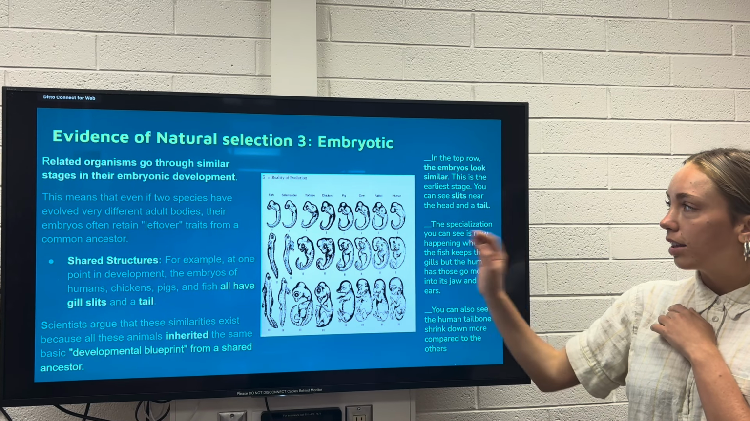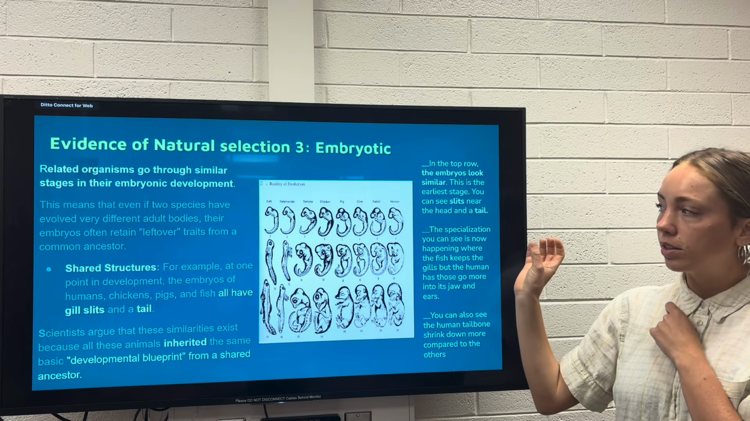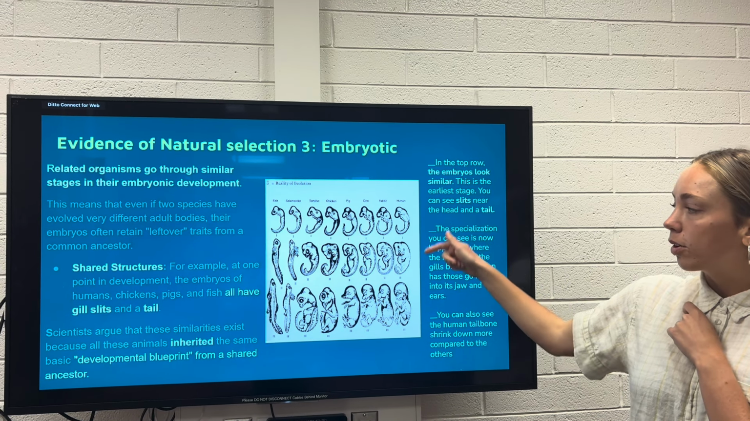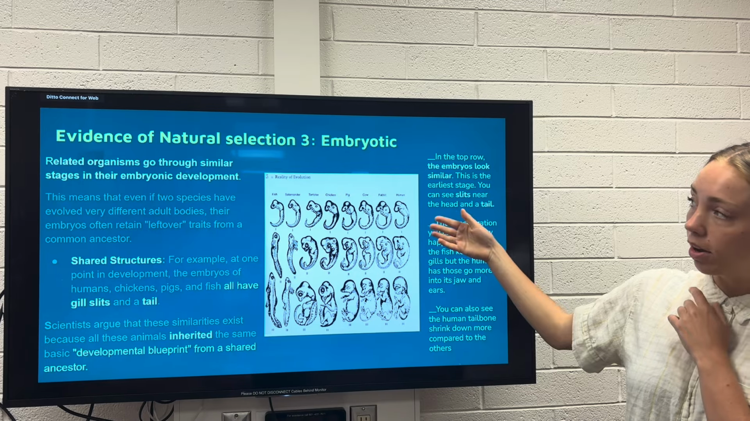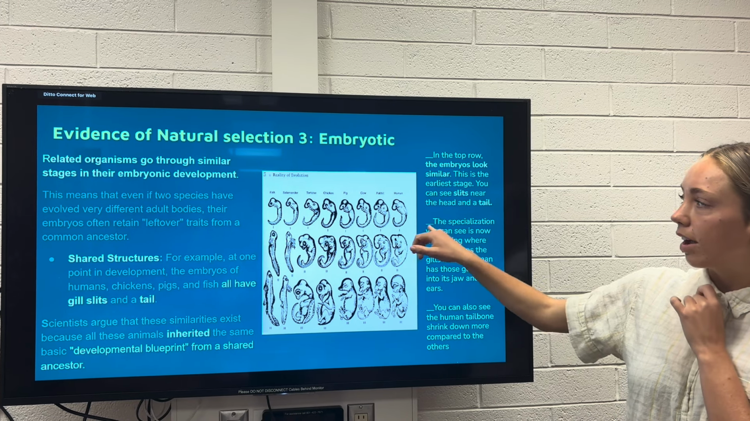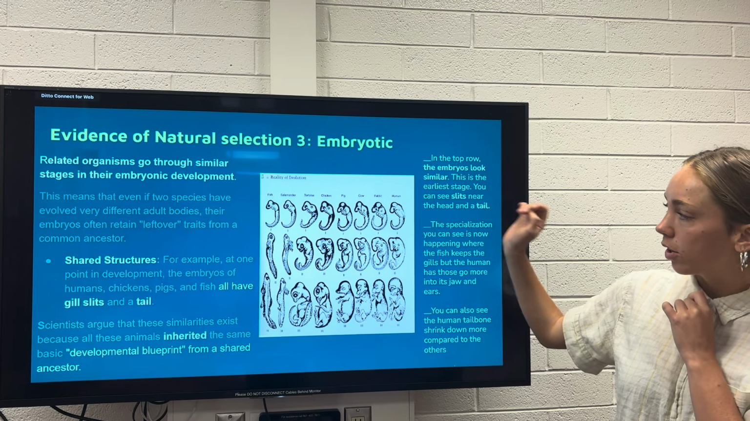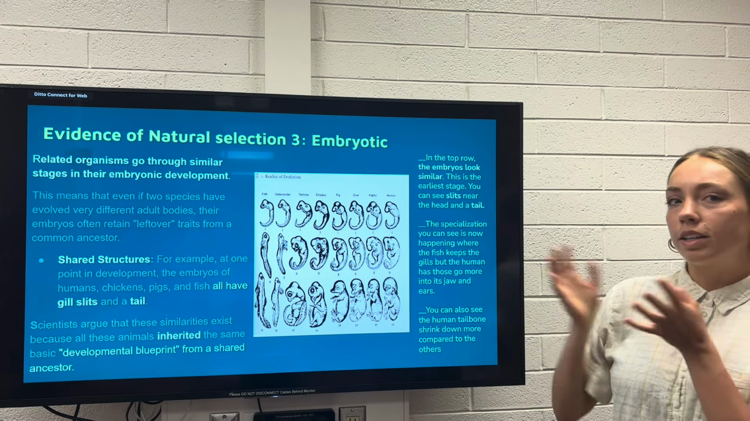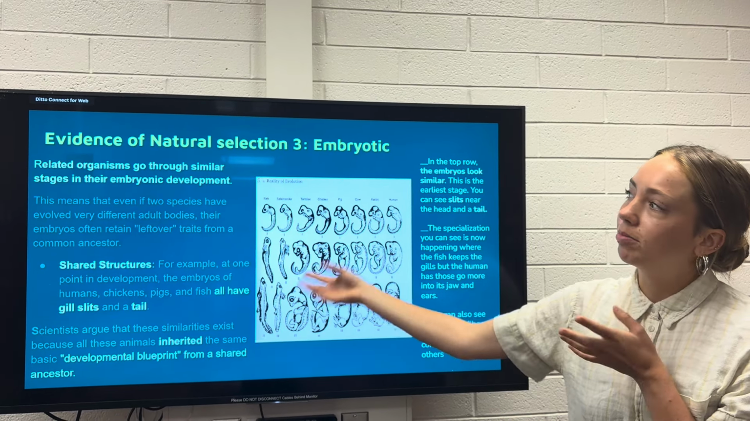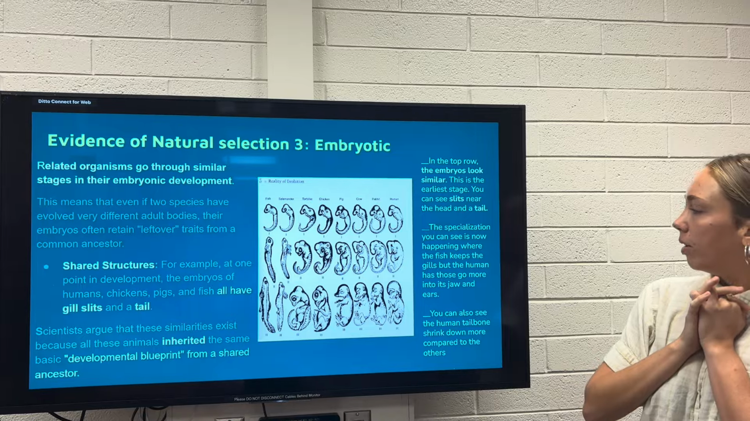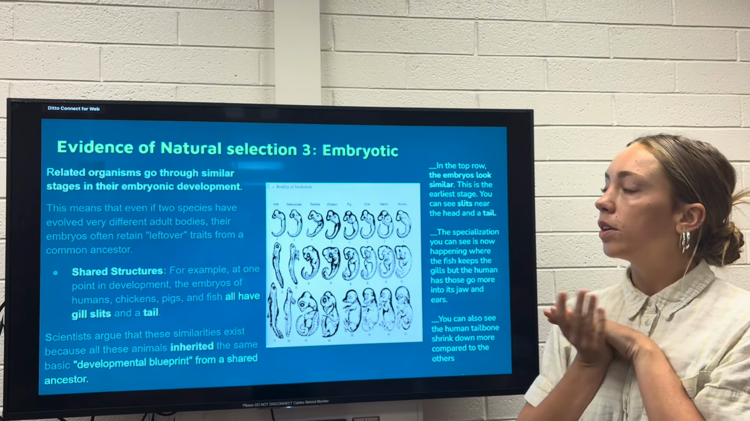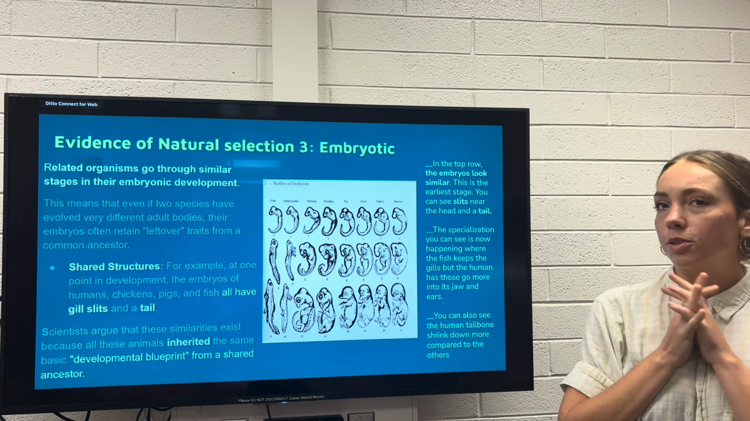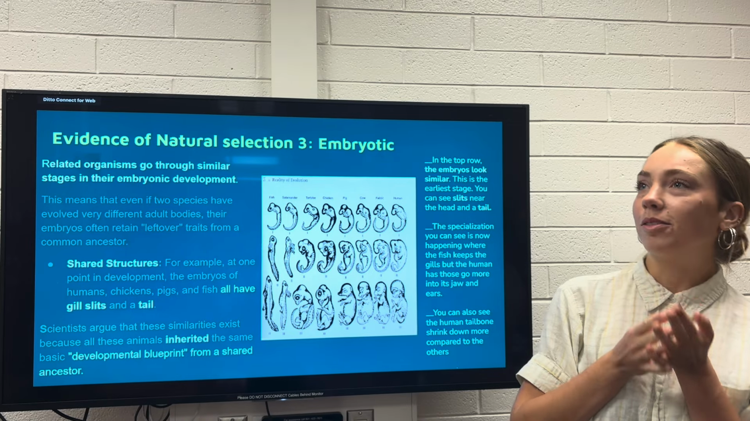And so you can see that the structure of the embryos is all very similar because we have that shared ancestor. But as it develops through time of the development of the embryo, you can see that at the beginning there's tails and kind of like slits for gills, and as it goes on, the human here, the tailbone gets smaller, where the fish has its tail. And yeah, so embryos often will retain the leftover traits from a common ancestor, which is why we still have a tailbone, but we don't have a tail like a fish.